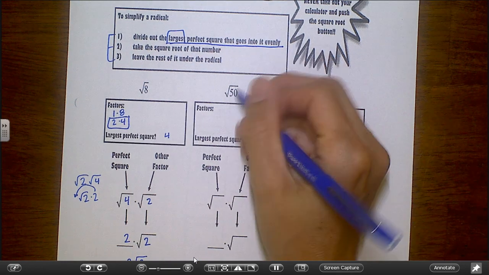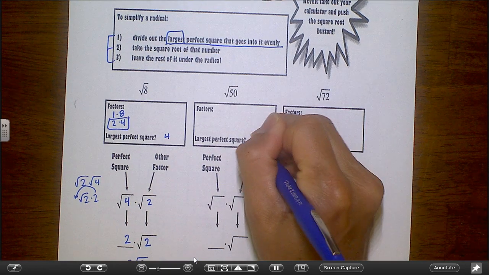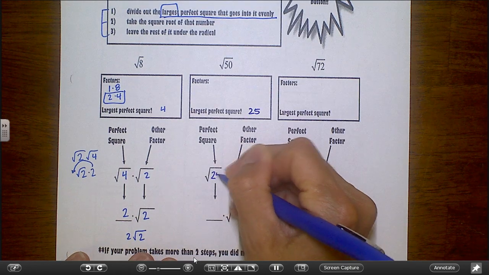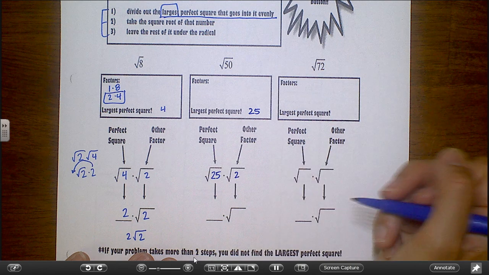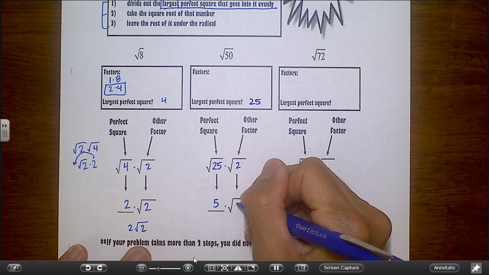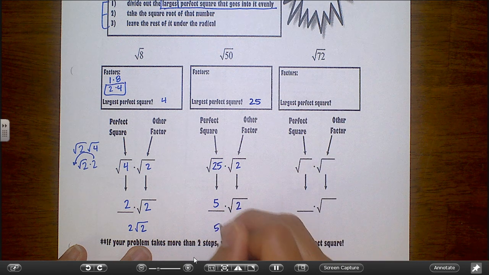Okay, so the square root of 50, the largest perfect square was 25. So I'm going to write my perfect square of 25. My other factor was 2. Take the square root of 25, and that's 5. And then the square root of 2 stays the square root of 2. So 5 rad 2.